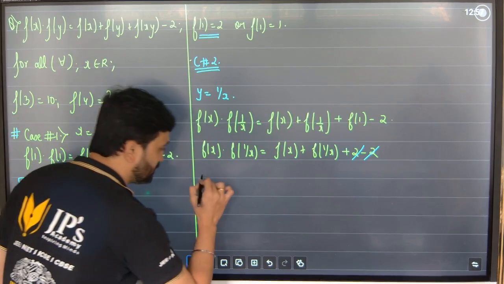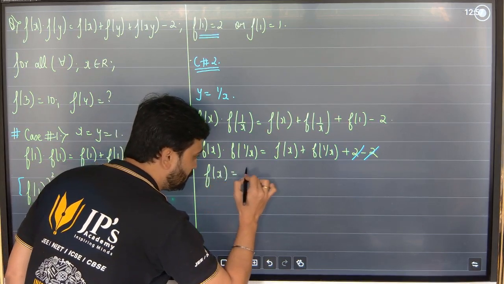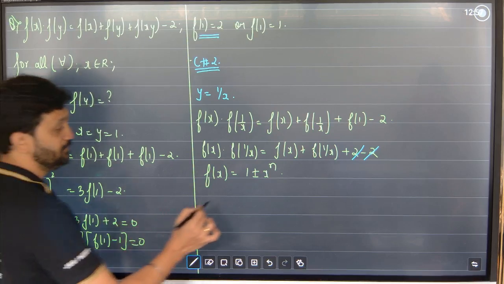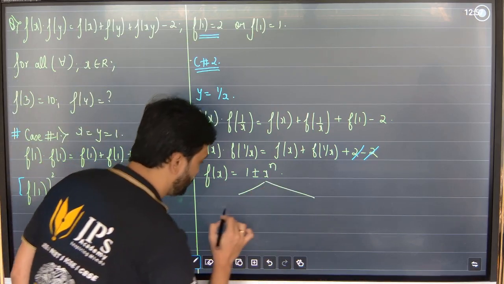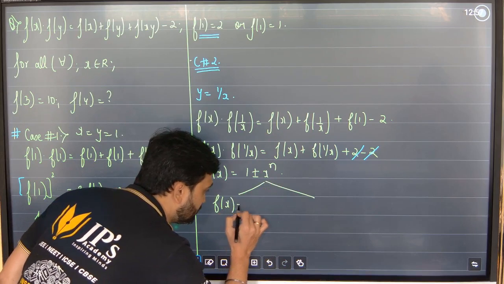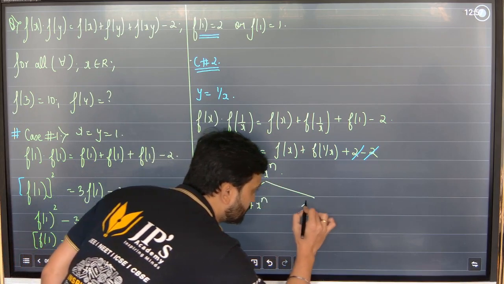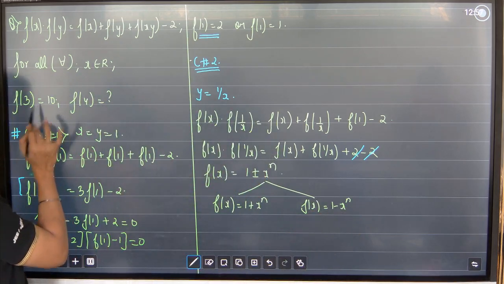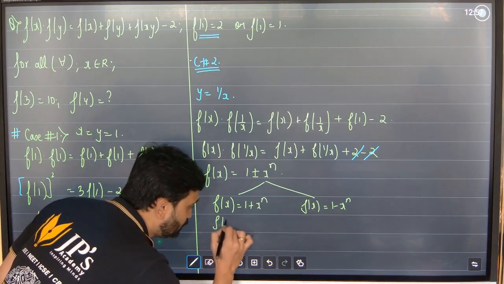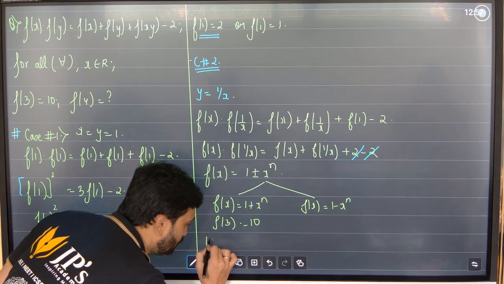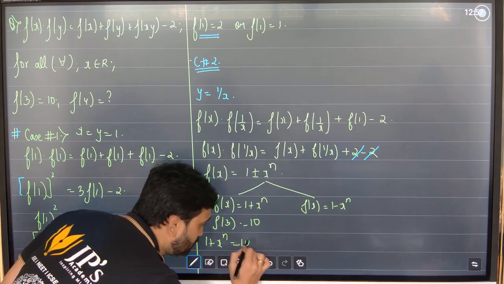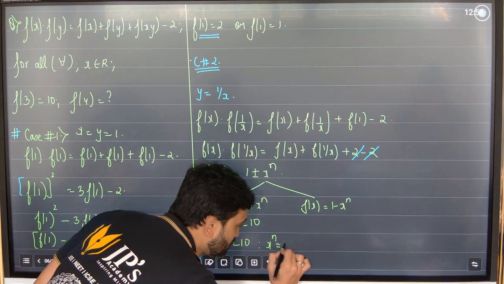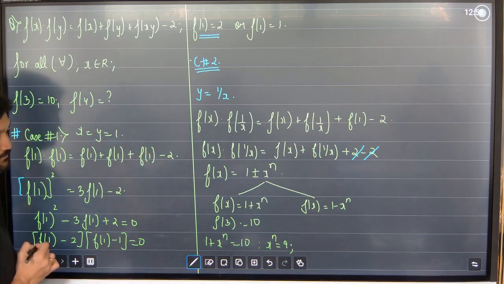And now I have formed a relation. And the relation has become f of x is equal to 1 plus minus x raised to n. Now, if it is 1 plus minus x raised to n, again we are going to take two conditions. F of x is equal to 1 plus x raised to n and f of x is equal to 1 minus x raised to n. One value is given to me, f of 3 is equal to 10. So 1 plus x raised to n is equal to 10. Guys, if 1 plus x raised to n is equal to 10, x raised to n becomes 9. Can you tell me what is the value of n?